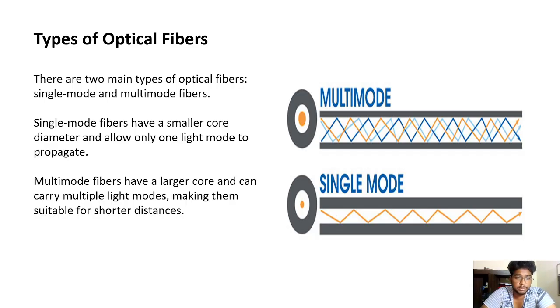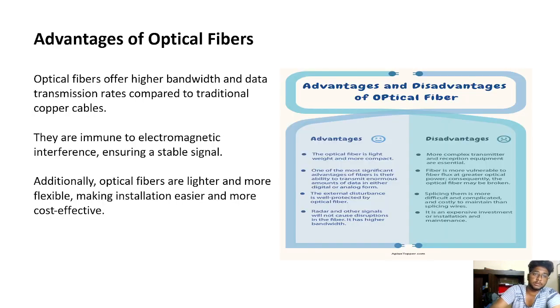The other type is multi-mode fibers. Multi-mode fibers have a larger core, with a diameter of 50 to 100 microns, and can carry multiple light modes, making them suitable for short distance applications.